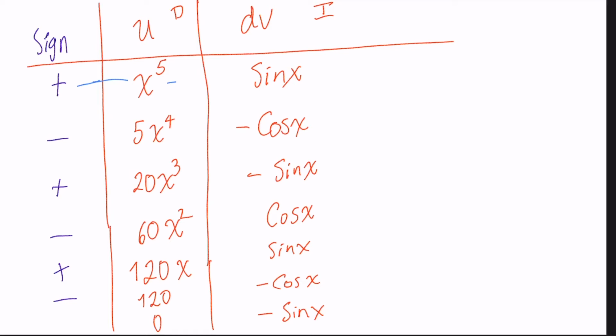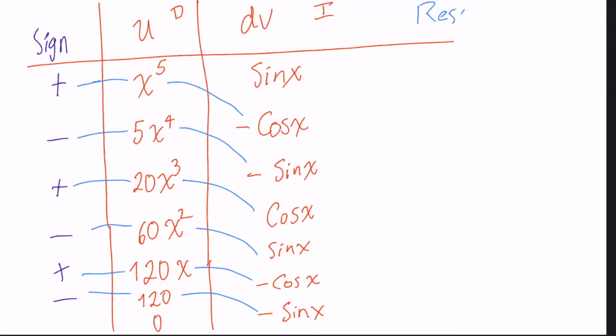We will multiply this by this with the sign. This by this, this by this, this by this, this by this, and this by this. Now, let's obtain the results. I will put here a column with results. So the first one has no result because it's not a multiplication.